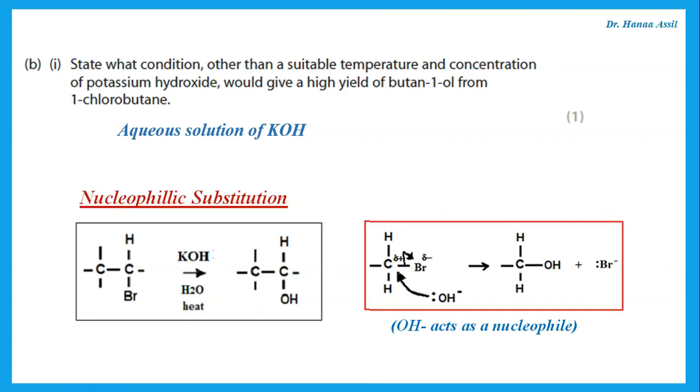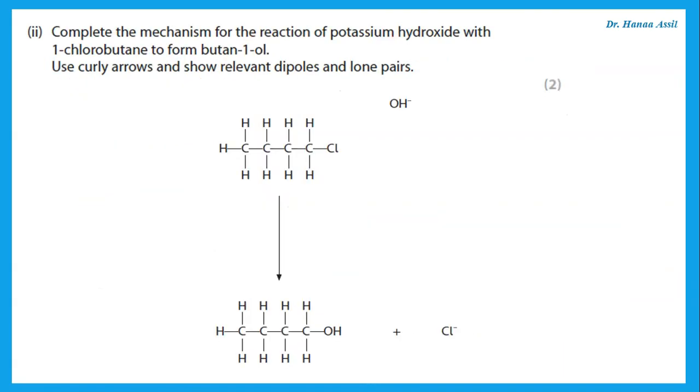And in this case, the hydroxide ion is acting as a nucleophile that attacks the slightly positive carbon, and the electrons between the carbon and the bromine go to the slightly negative Br. So in this case, the OH is replacing the Br, so this is nucleophilic substitution.